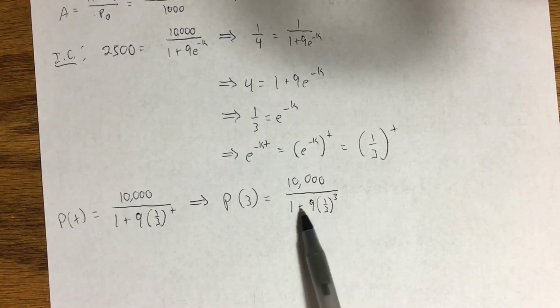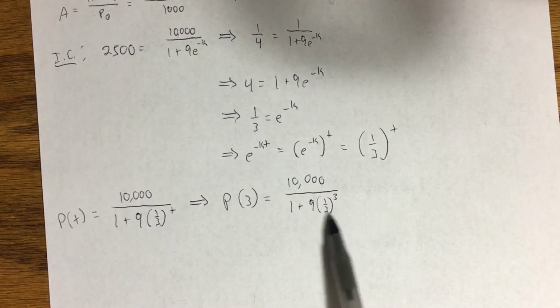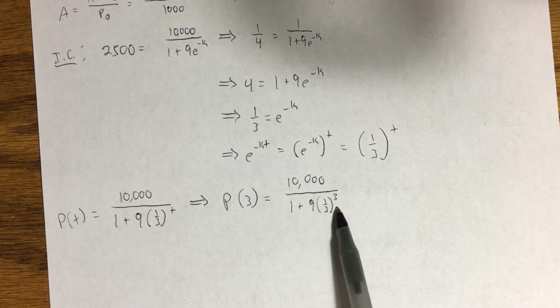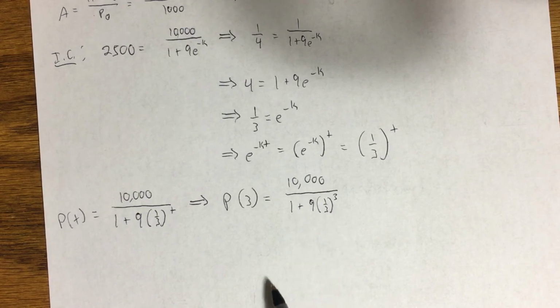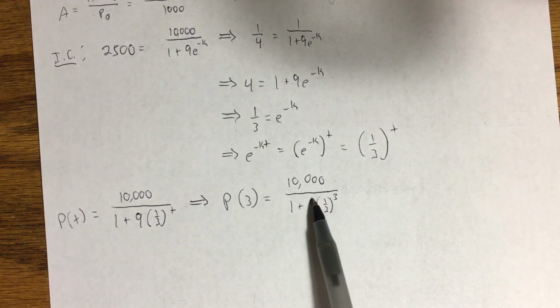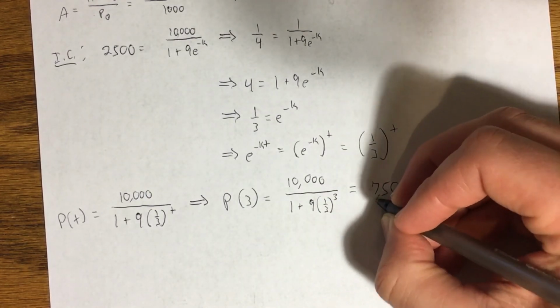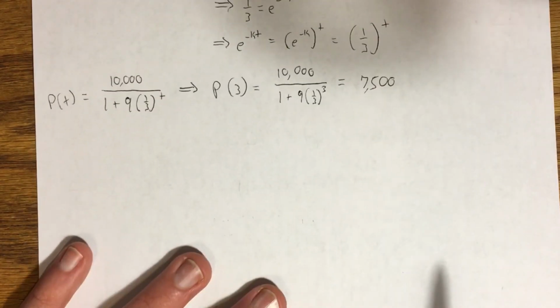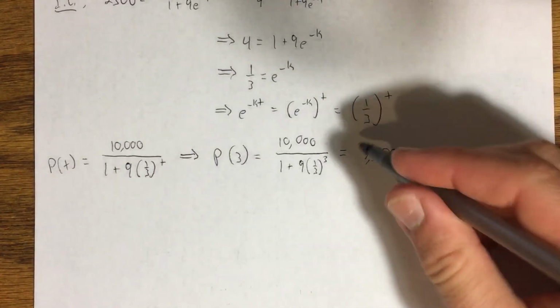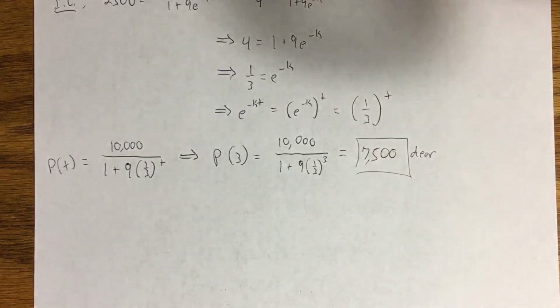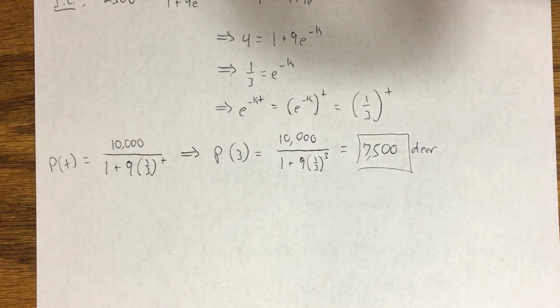Okay? This you can actually do by hand if you know what you're doing. 9 is the same thing as 3 squared. So 3 squared times 1/3 cubed is the same thing as 1/3. Plus 1 would be 4/3. You know, take the reciprocal of that and multiply to 10,000. That's 3/4 times 10,000. 3/4 of 10,000 is 7,500. You can also just put it in a calculator. You don't have to do the mental math if you don't want. So that means we have, after 3 years, 7,500 deer. I should write deer. Okay? Or at least that's what's predicted by the model. We know it's not going to be perfect.